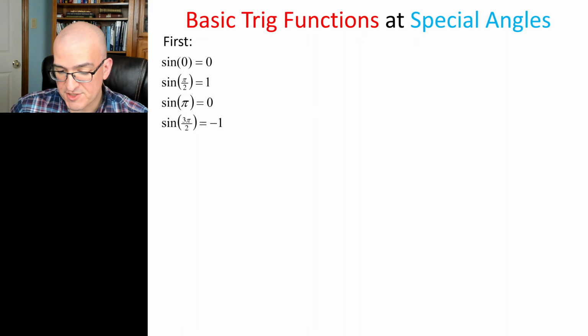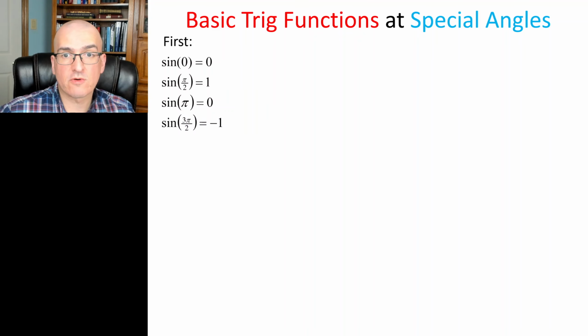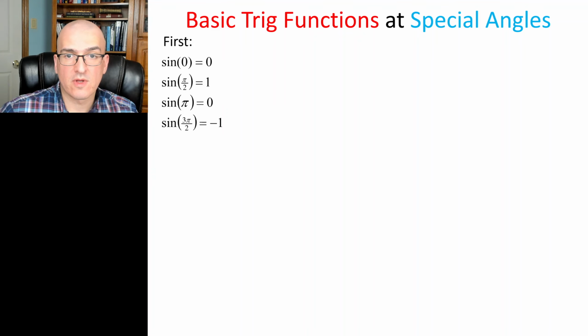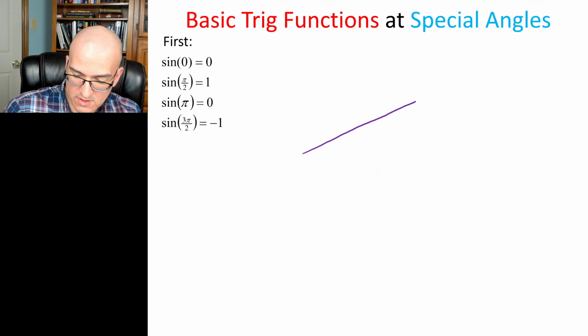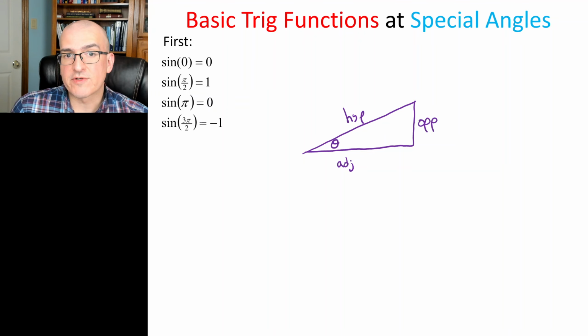So the first batch of trig evaluations that we can understand in terms of SOHCAHTOA outside of these two special triangles are the sine of 0, pi over 2, pi, and 3 pi over 2. I'll explain why the sine of 0 is equal to 0 with a picture. So I'm going to draw a triangle that has a fairly large angle theta. That's the opposite. That's the adjacent. That's the hypotenuse up here.